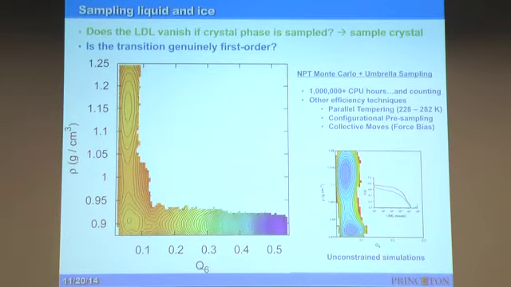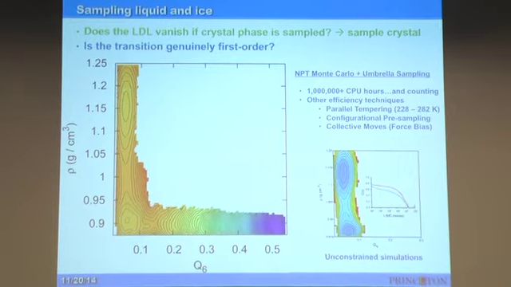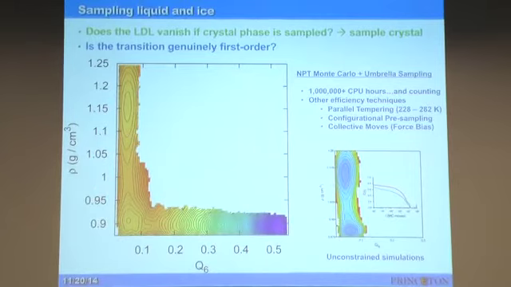Here I just mentioned umbrella sampling, but we also use other techniques like well-tempered metadynamics and replica exchange and so on. And the result that we get, this is the free energy surface that is described in terms of two order parameters. One is the density and the other is the Q6 order parameter. The Q6 was introduced by Paul Steinhardt, again, many years ago.